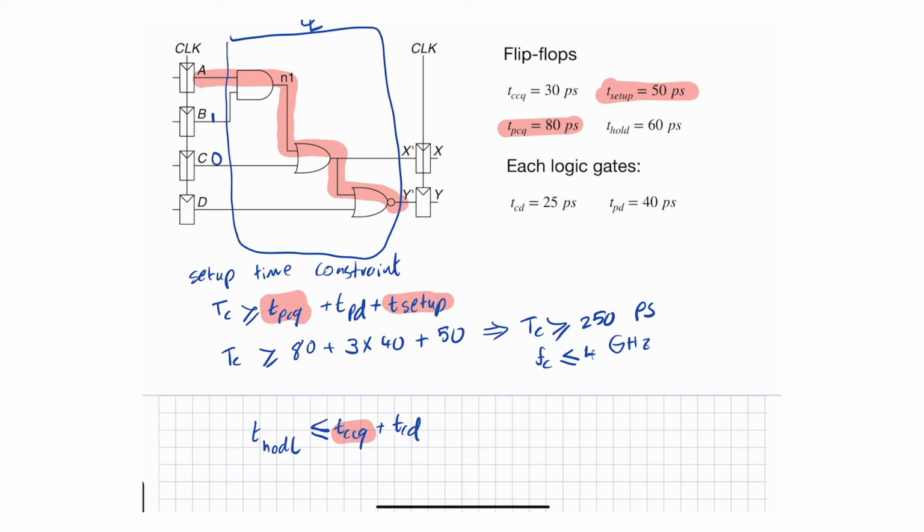I believe we have it. Let me just highlight it in a different color. Okay, so we have it in here. So we have that contamination clock to Q is here. This is the contamination clock to Q. Do I have the T hold? Yes, I do have the T hold.